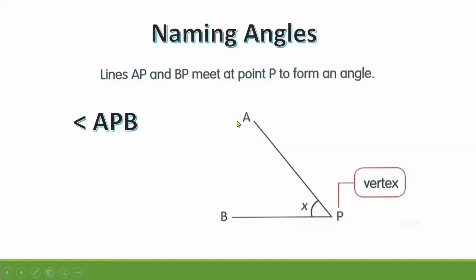This is called the angle APB, or we can also call it angle BPA. Again, P or the vertex should always be at the middle of the name. One other way that we can name this angle is by using one small letter that is assigned in the angle itself. This can be called angle X.